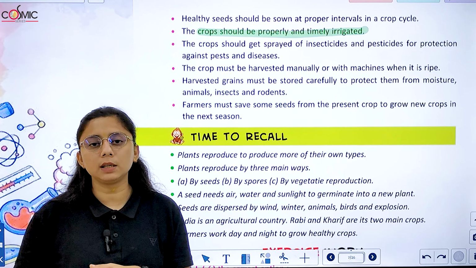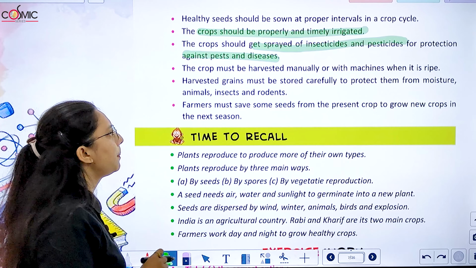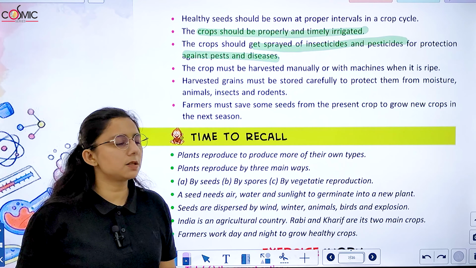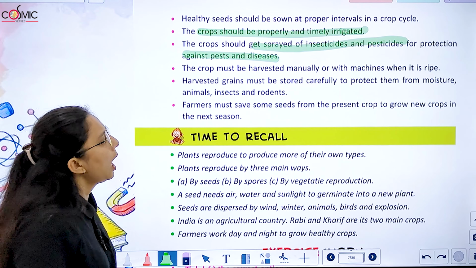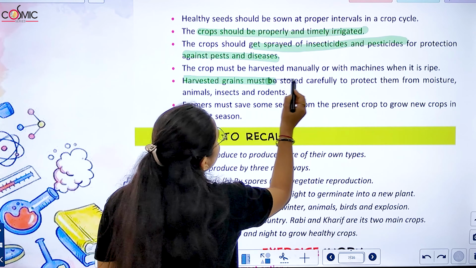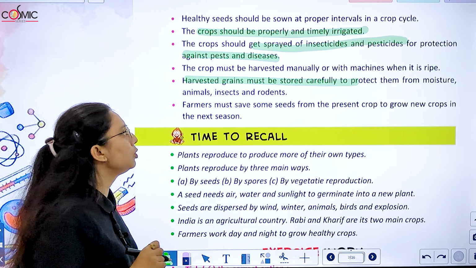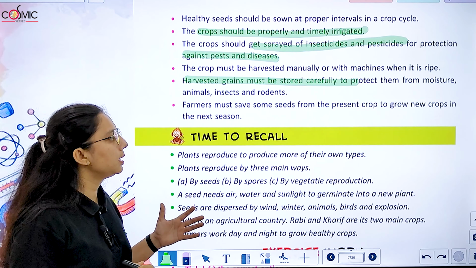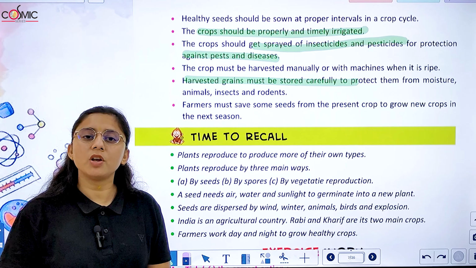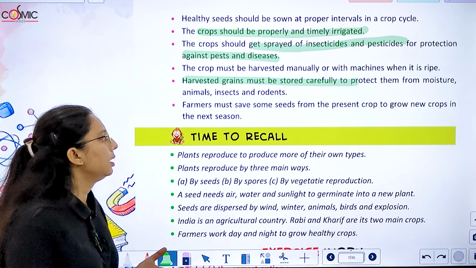The crop should get a spray of insecticides and pesticides for protection against pests and disease. And the crop must be harvested manually. You have to harvest the crop manually and harvested grain must be stored carefully. You have to store the harvested grains carefully so that they are protected from moisture, animals and insects.